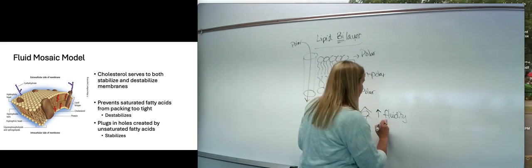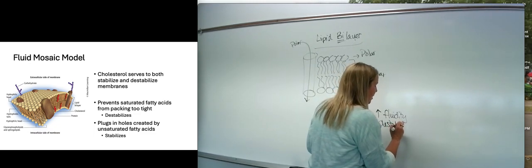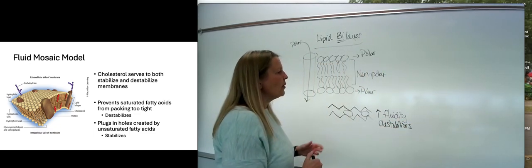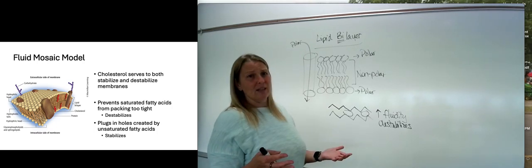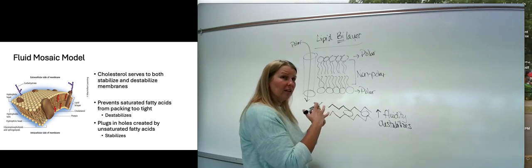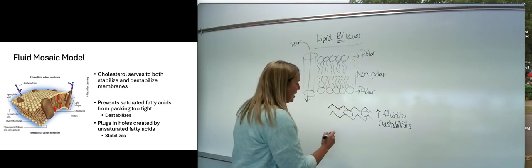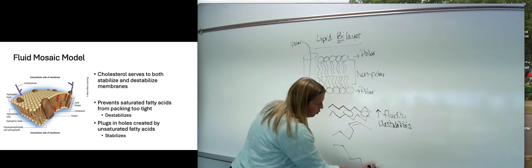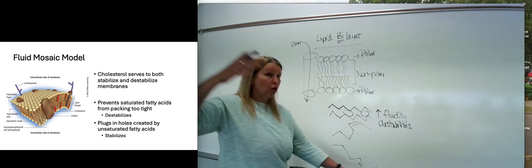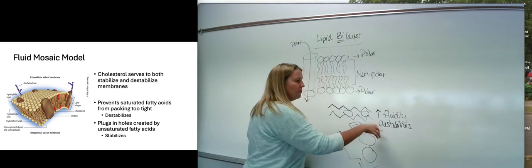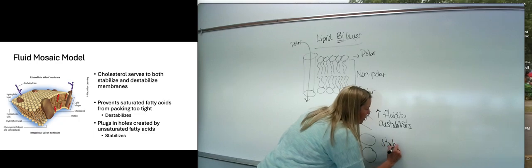Okay? So it destabilizes. However, here's the other thing. Cholesterol also stabilizes membranes. You're like, wait a second, how does this thing do two opposite things? Well, here's how. Let's say you have saturated fatty acids. They pack a little too tight. That's a little too much. But now let's say you have some other fatty acids that have a lot of double bonds, and that leads to gigantic holes in your membrane. Well, that's also maybe too fluid. So cholesterol comes in there to help fill up those holes to help stabilize the membrane.